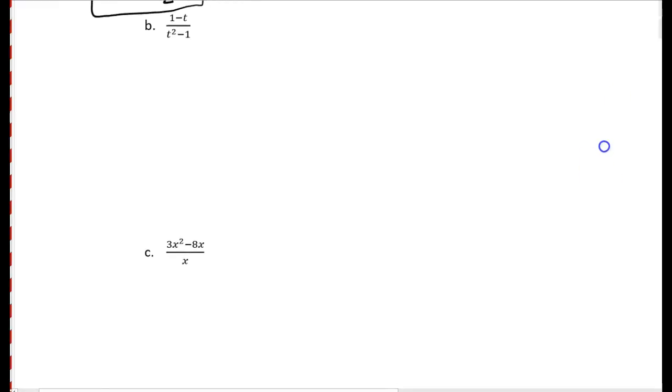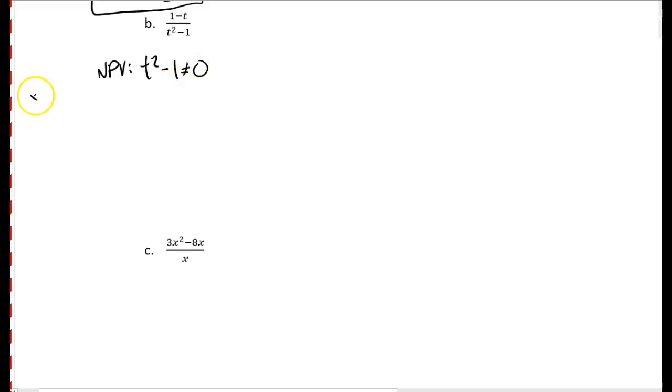Now, what we're going to run into here is we've got to first figure out our non-permissible values. Always start with that. So we've got t squared minus 1 cannot be 0. Well, this is a difference of squares, which means it's going to factor out to be t minus 1, t plus 1. So always look for your special scenarios in addition to looking for greatest common factors. So t cannot be positive or negative 1.